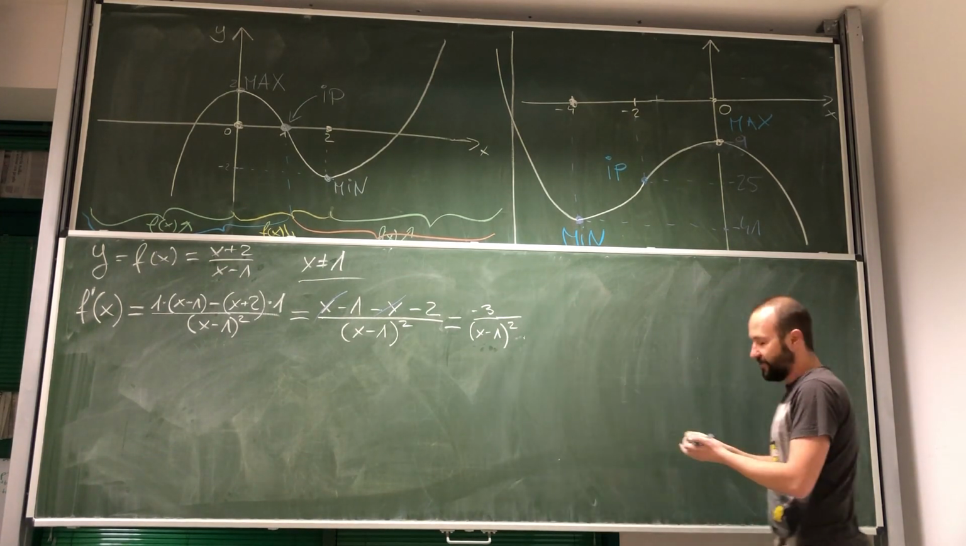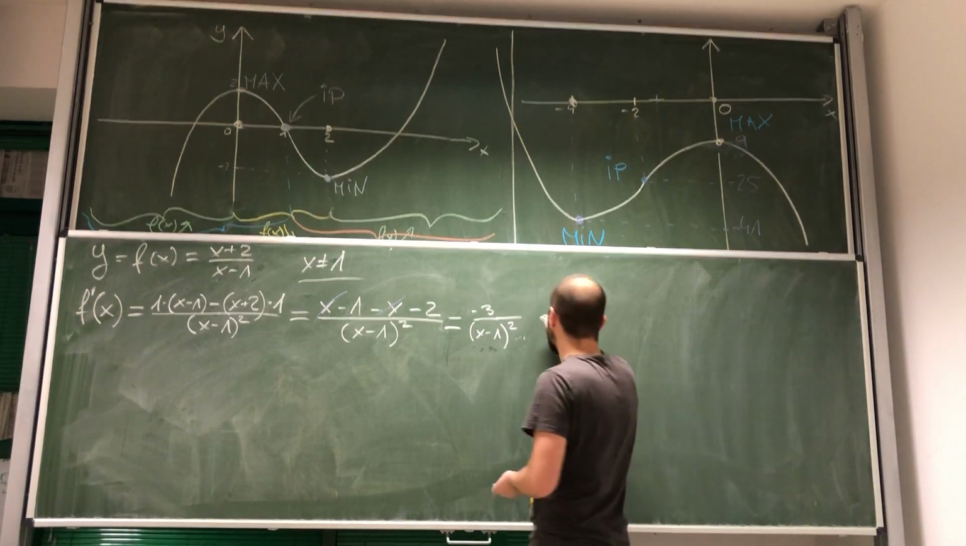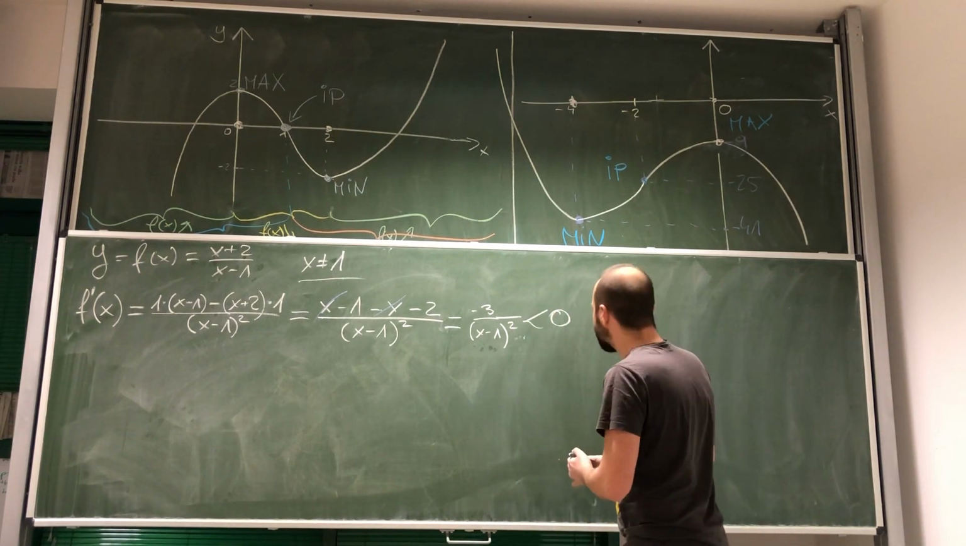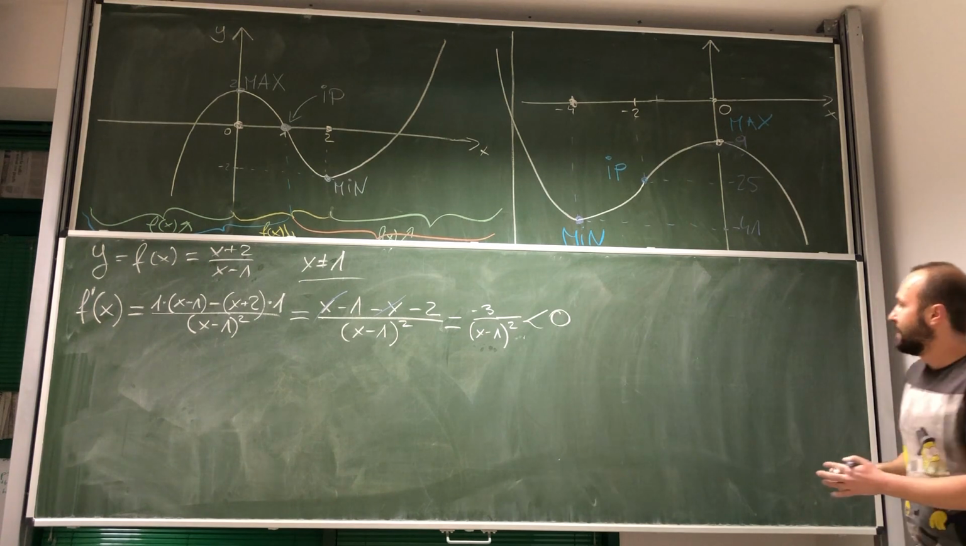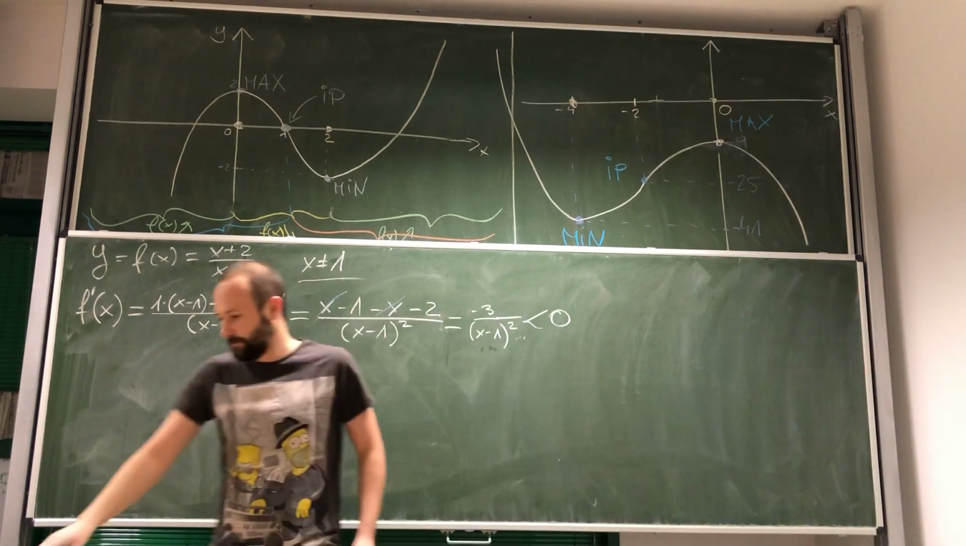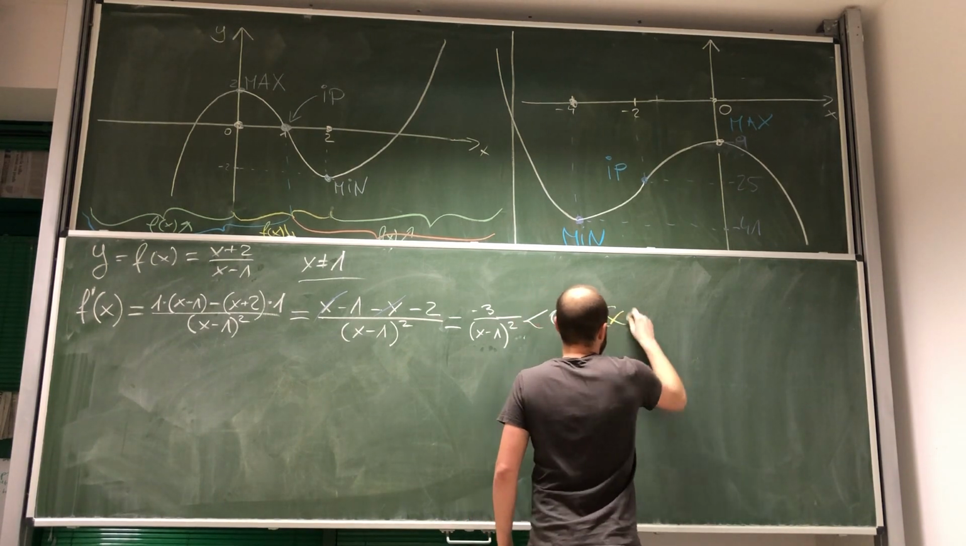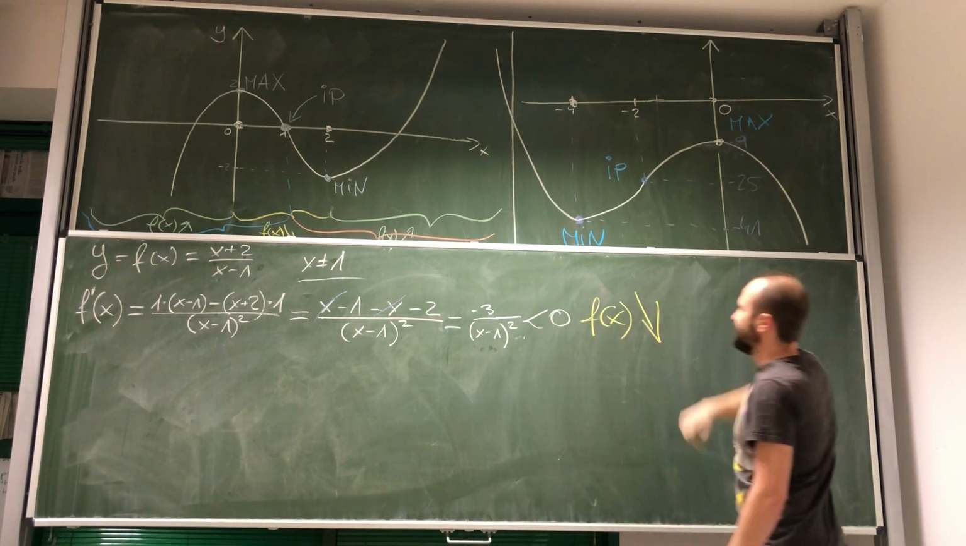We will get a negative number, so we can be 100% sure that this is lower than 0. And look, if first derivative is always lower than 0, it means that our function is always decreasing.